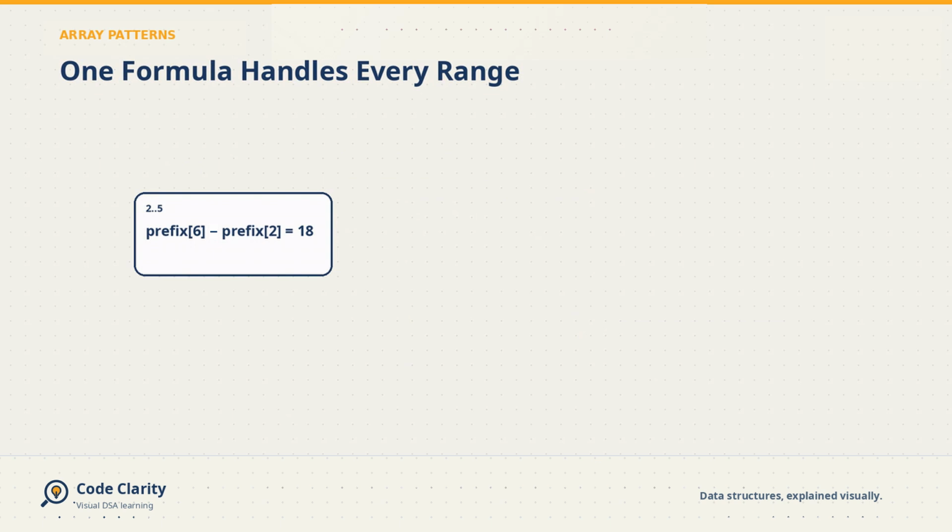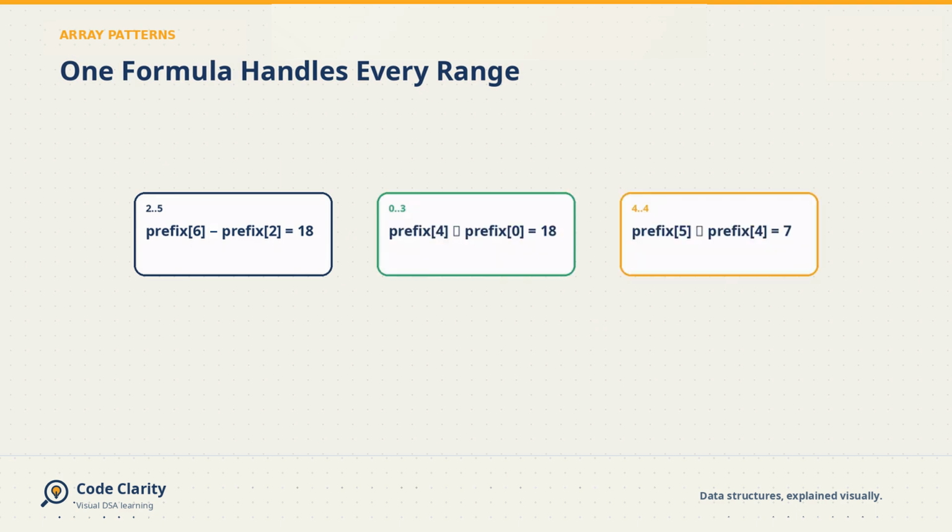For 2 to 5, prefix[6] minus prefix[2] gives 18. For 0 to 3, use prefix[4] minus prefix[0]. Because prefix[0] is already 0, there is no special case. For the single value at index 4, prefix[5] minus prefix[4] gives 7. The same formula handles all three ranges.